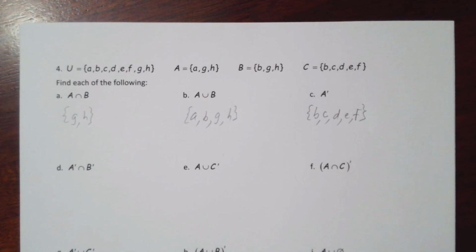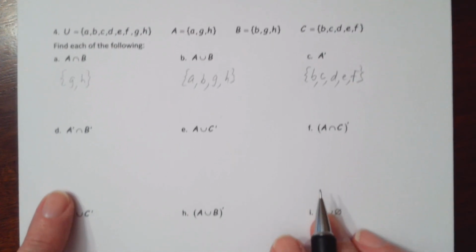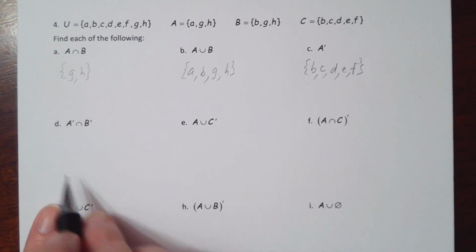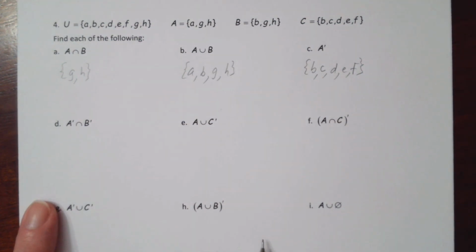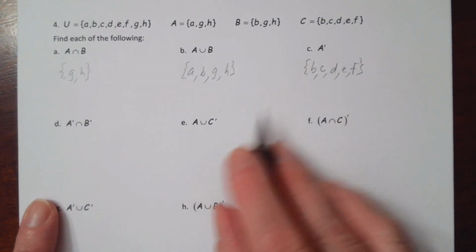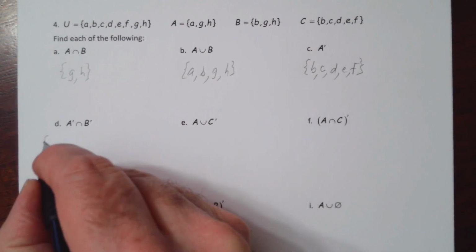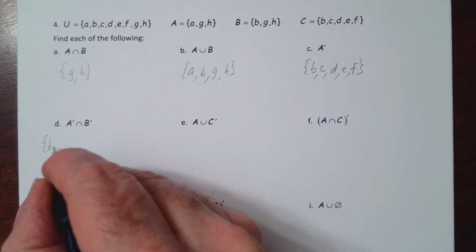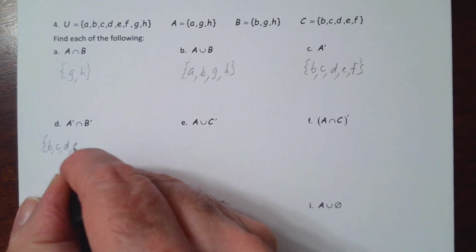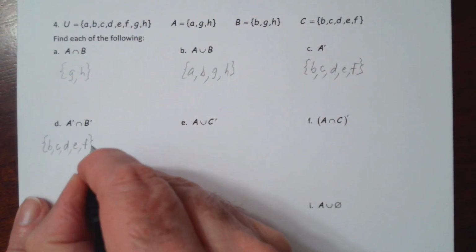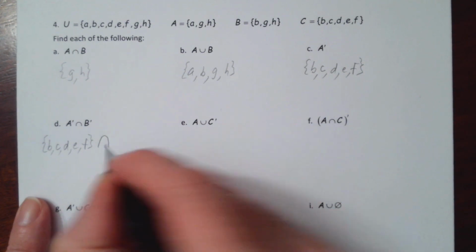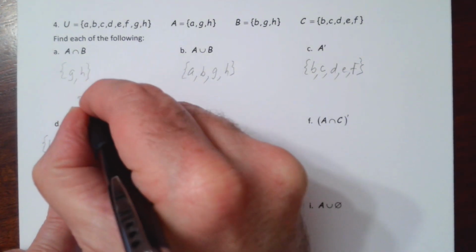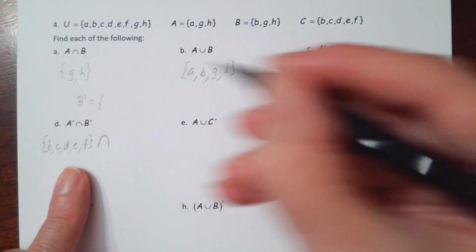All right, let's move on to letter D. So when you do these types of problems here, you're going to want to take it kind of step by step. We already have A complement, which is B, C, D, E, and F. And we're going to intersect that with B complement. Well, we don't have B complement, so I'm going to go ahead and find B complement right here.